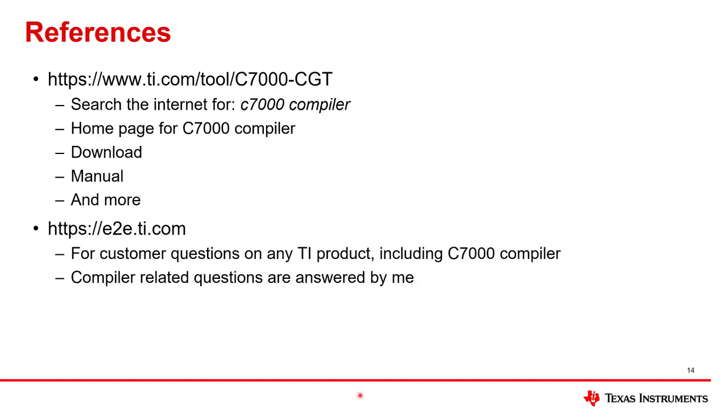I want to close this video by giving you 2 references. The first one is to this web address here. That's the home page for the C7000 compiler. I think that's a bit too much to type in, so I recommend that you search for C7000 compiler. Every time I've done this search with different search engines, I've gotten this result in the first or second result. Here's where you can download the compiler, access the manual, and more details like that.